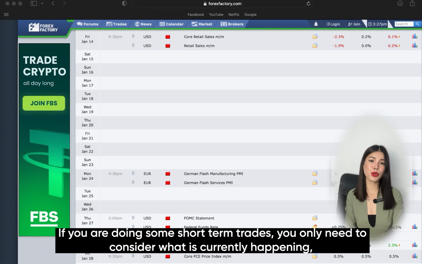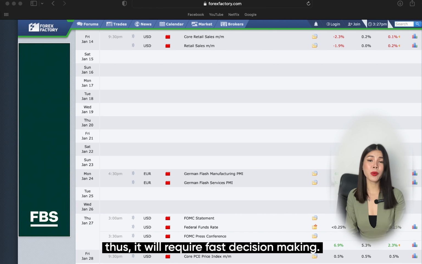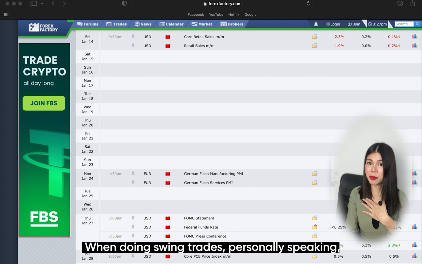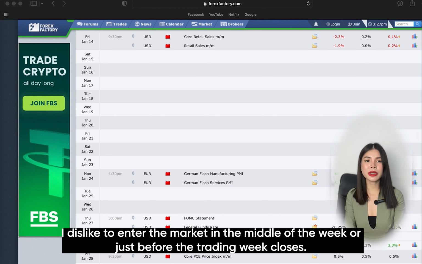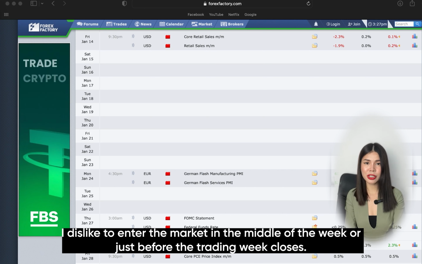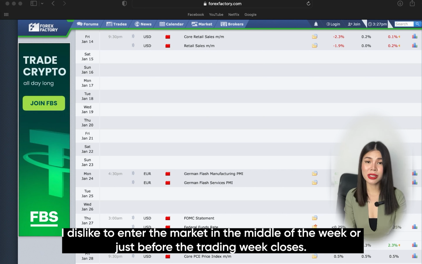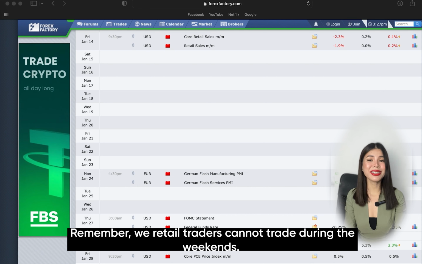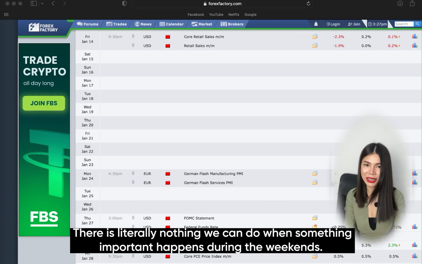So if you're doing some short-term trades, you only need to consider what is currently happening. Thus, it will require fast decision making. When doing swing trades, personally speaking, I dislike to enter the market in the middle of the week or just before the trading week closes. The rationale behind this is that a lot can happen during the weekend. Remember, we retail traders cannot trade during the weekends. There is literally nothing we can do when something important happens during the weekends.